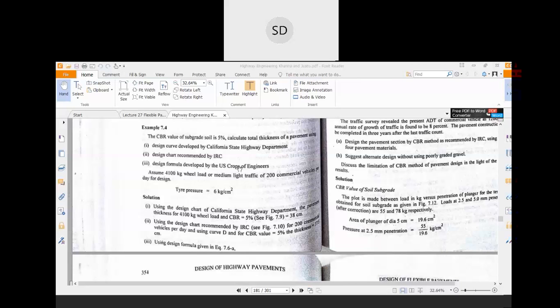And remember two things: the CBR value is 5% and your total traffic is 200 commercial vehicles per day. So you have to go for the IRC design chart. If you have the IRC code, you can find the chart. Otherwise, see the chart.